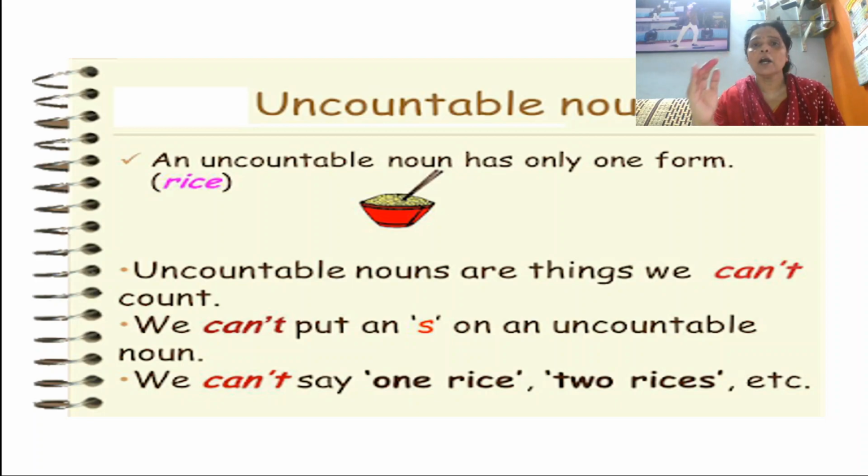An uncountable noun has only one form. Uncountable have only one form. The nouns which we cannot count, उसको हम लोग count नहीं कर सकते. And we can't put an s on an uncountable noun. हम लोग कोई भी s और es और is नहीं लगा सकते. We can't say one rice or two rices. Can you say like this? One rice or two rices? One sugar, two sugars? One oil, two oils? We cannot say like this, no? So, uncountable nouns are nouns which we cannot count.